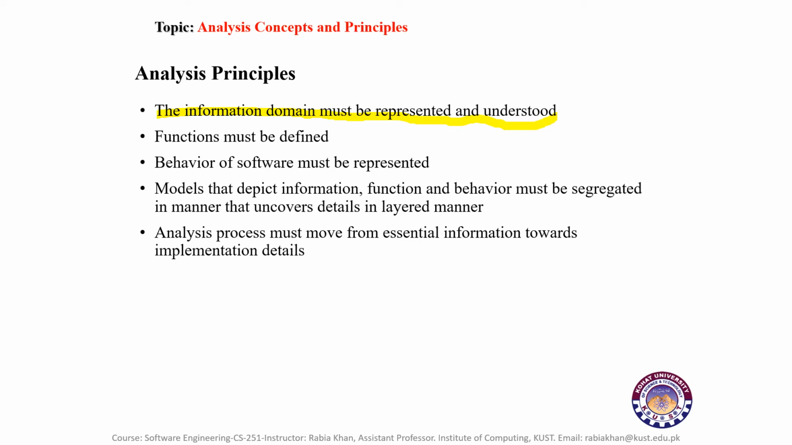So the second and third operational analysis principles require that we build models of the function and behavior. Here you can see the second principle says that functions need to be properly defined and the behavior of the software must be represented. So these two principles are related. When you have a proper model in place, these two principles are going to be fulfilled.